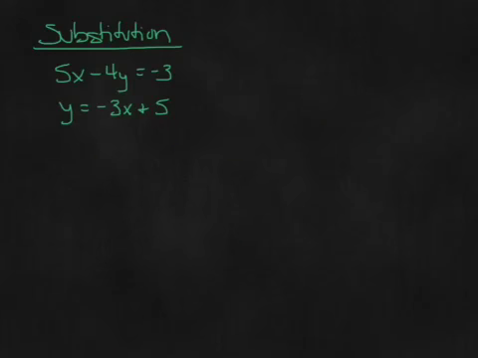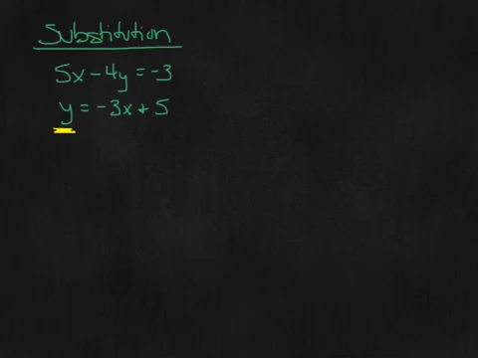Let's start to look at the algebraic ways of solving a system of equations. The first way is called substitution. Substitution is going to be used when you know that one of the equations is already solved for one of the variables. So for example, in this problem, we have the second equation already solved for y. So that's the key. We have y equals in that equation.